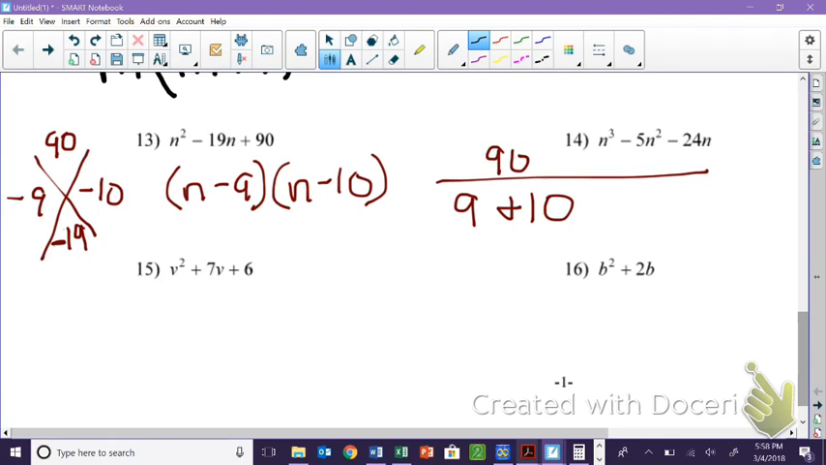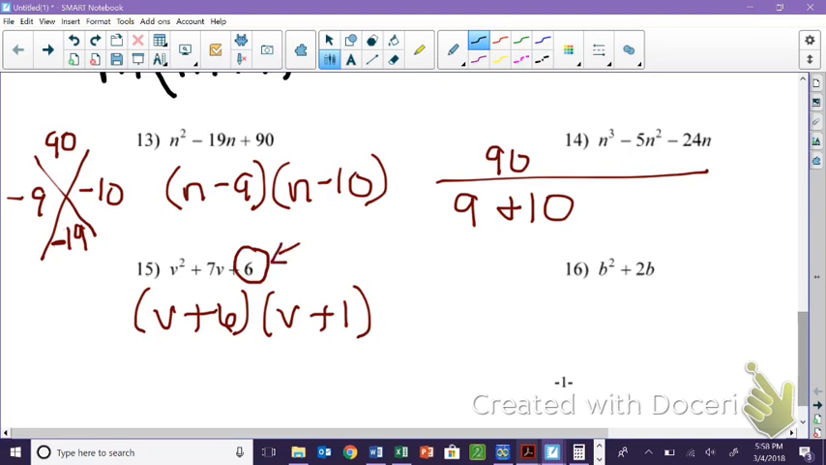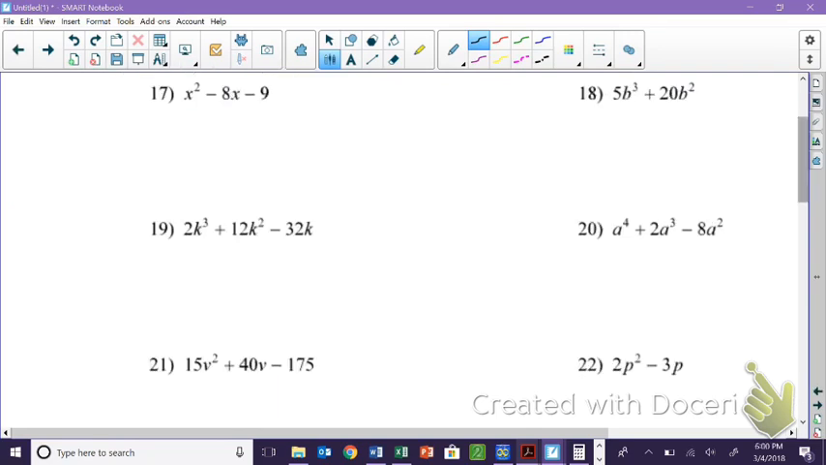That one should hopefully be a gimme. That should be v plus 6, v plus 1. A lot of you on your test wanted to say 7 and 1. That's not correct. You're always looking at this number, okay? What two factors of 6 will give you 7? 6 plus 1 will give you 7. 6 times 1 will give you 6. So that is correct. All right, as we go forward, negative 9.